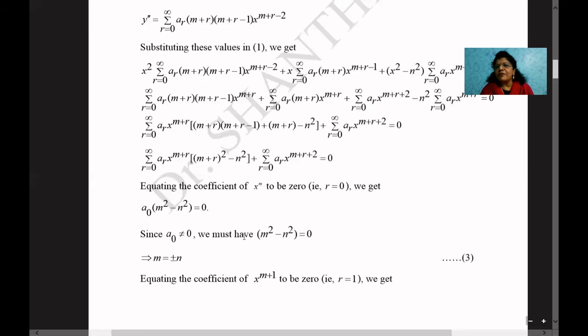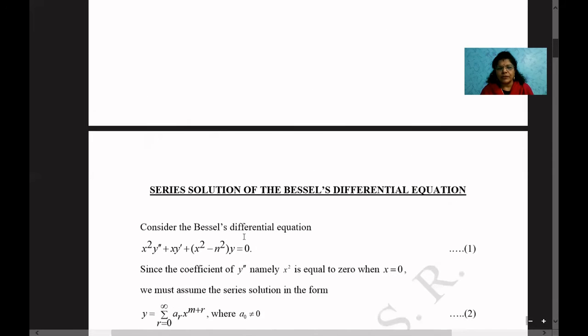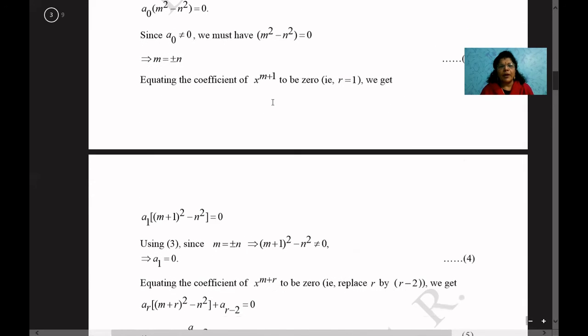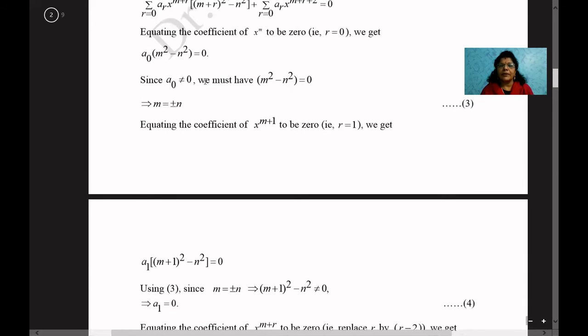Why? Because when we chose the series solution, see equation number 2, that is y is equal to sigma r is equal to 0 to infinity ar into x power m plus r, where a naught is not equal to 0. I have chosen a naught is not equal to 0. So in this product, a naught cannot be equal to 0. That means the only possibility is m square minus n square equal to 0, means m is equal to plus or minus n. Thus, I have got the value of m as two different values. One is positive n, the other one is negative n, which I am keeping as equation number 3.